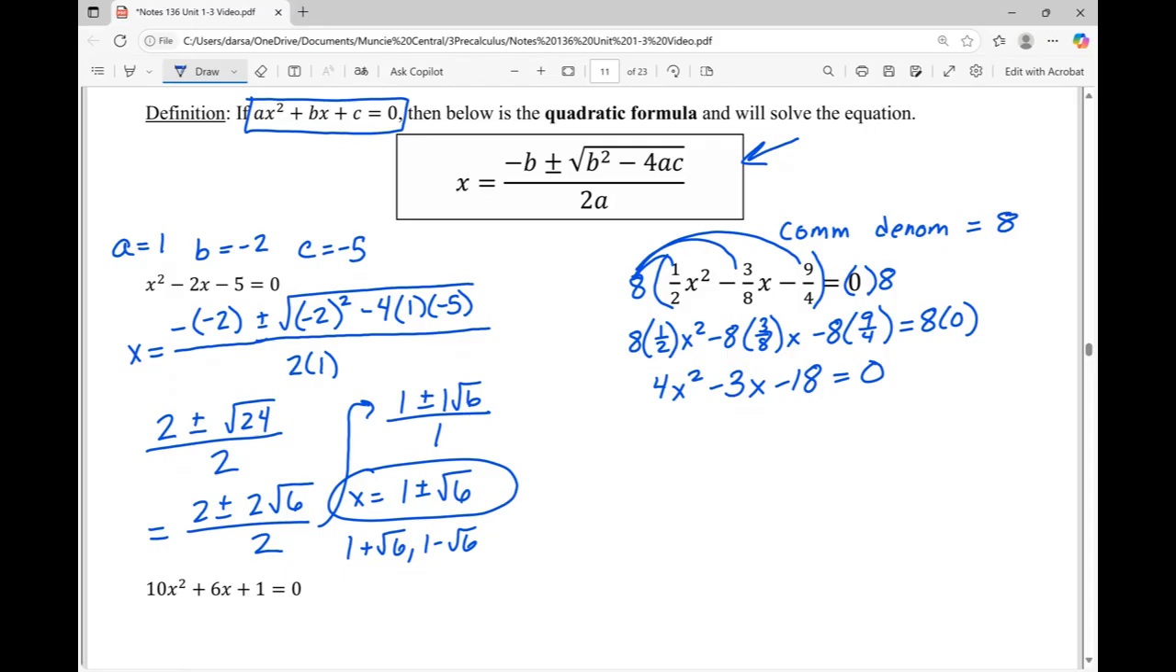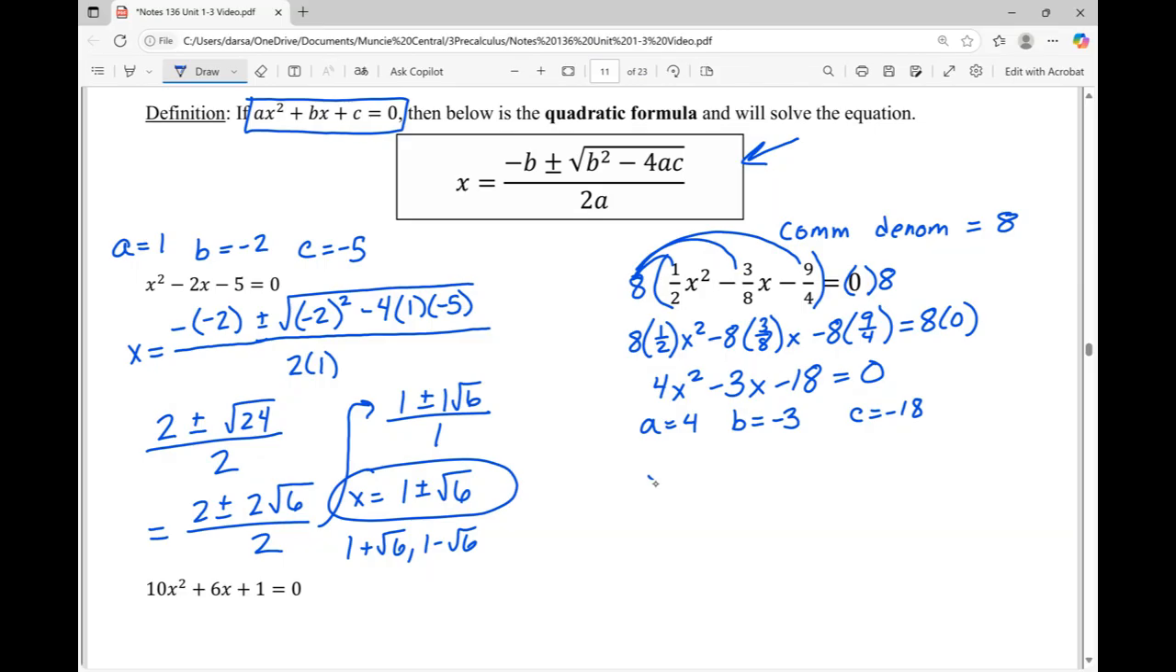Now look at this question. Isn't that much easier to think about putting into the quadratic formula? Because now A is 4, B is -3, and C is -18. This is called clearing fractions by multiplying both sides by the common denominator. And it works in a lot of different scenarios. But I don't know about you, but I would much rather put 4, -3, and -18 under a square root than put fractions under a square root.